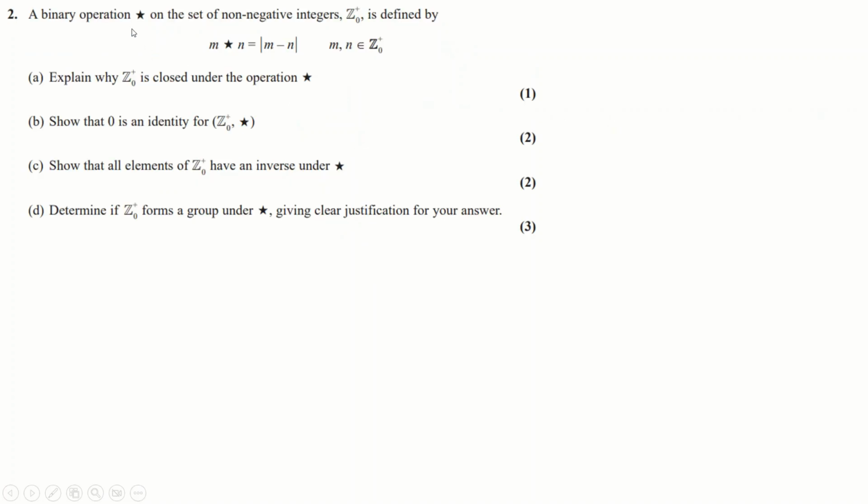The first thing I'll say about this one here is that I couldn't put this in PowerPoint very easily, so I've just decided to use blocks instead of stars, so you'll see what I mean in a second. Explain why this is closed.